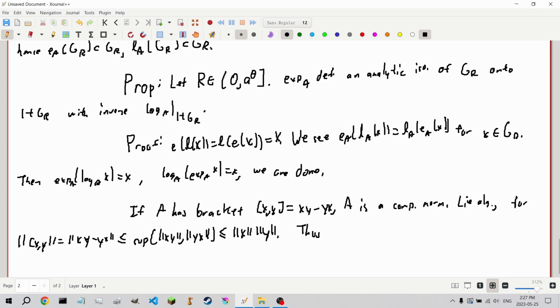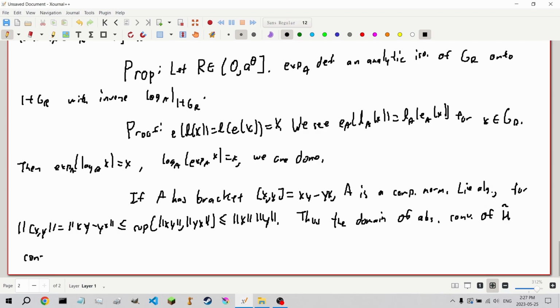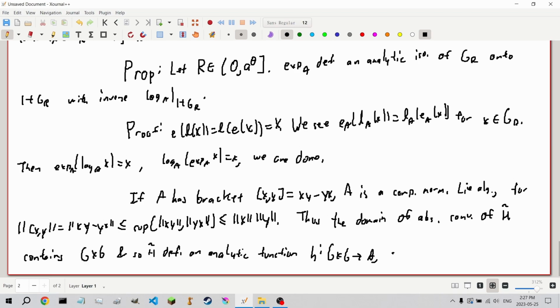Thus, we saw that the domain of absolute convergence of H tilde contains G times G, and so H tilde defines an analytic function H on G times G into A, with H of X and Y being the sum over non-negative R and S of H sub R S of X and Y.